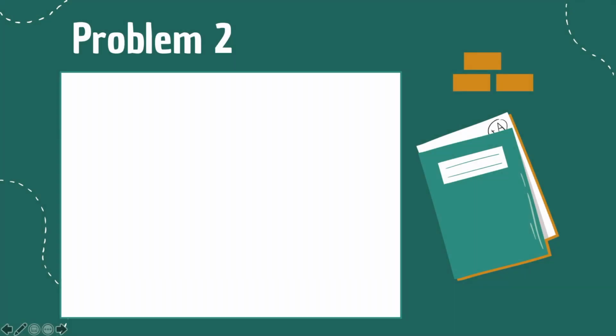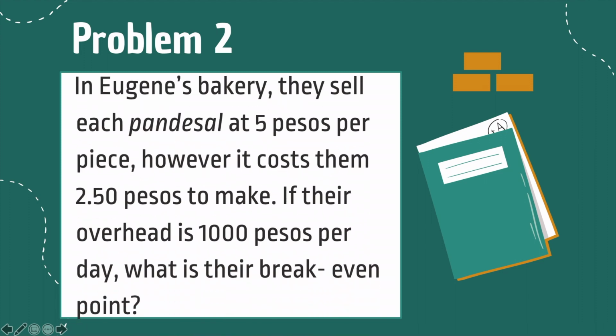Let's have our problem number 2. In Eugene's bakery, they sell each pandesal at 5 pesos per piece. However, it costs them 250 pesos to make. If their overhead is 1,000 pesos per day, what is their break-even point?